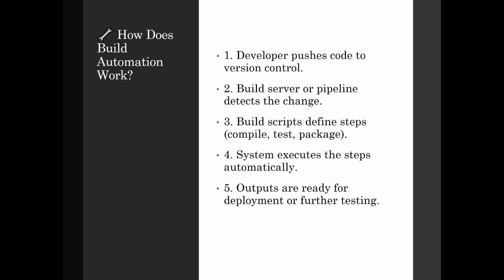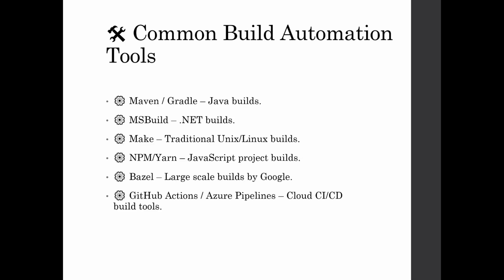So just like all of the other things that we've talked about in DevOps so far, we have a lot of tools. There's a lot of different tools available for build automation depending on your tech stack. So you may have heard of Maven or Gradle before for Java projects. .NET has MSBuild. JavaScript has NPM or Yarn. Our Linux users, Unix users have Make. And then maybe if you've ever worked on a really large enterprise project, you would have heard of Bazel.